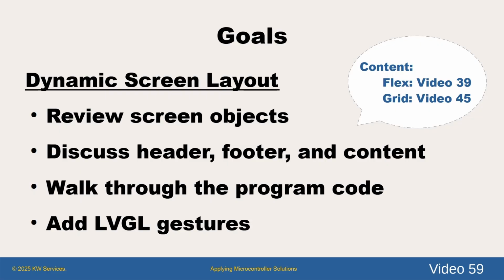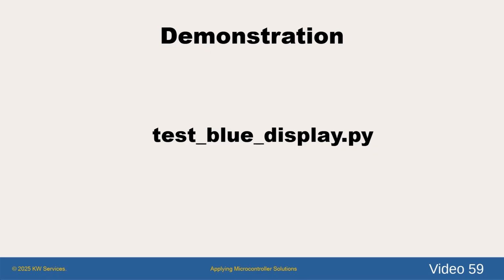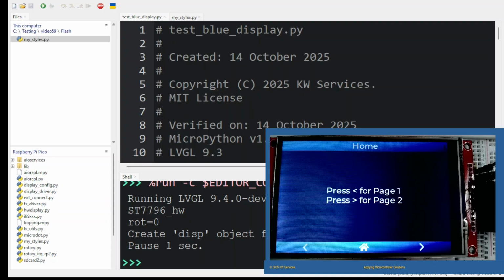Now let's run a demo. We've started our test blue_display program on one of our test rigs. As you can see, there's a screen titled Homepage with a footer to press the left or right button. The content is a label with this instruction. When we press the right button, we will see a screen titled Page 2. Let's do that. When we press the left button, we see a screen titled Page 1.